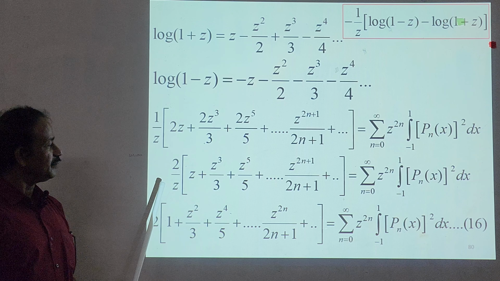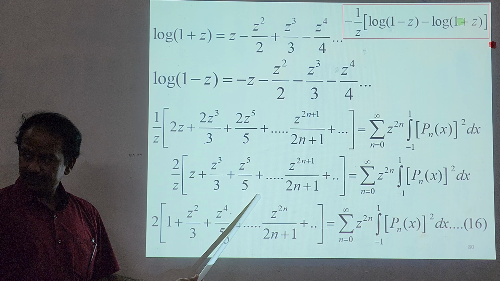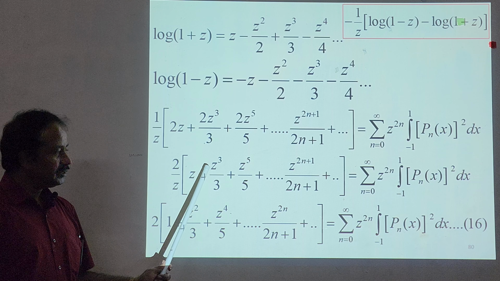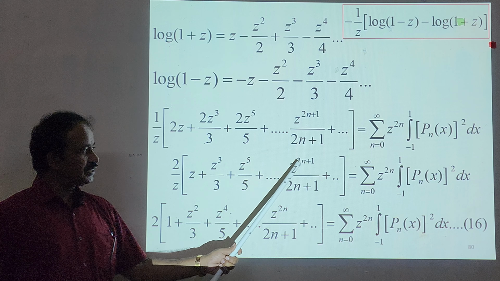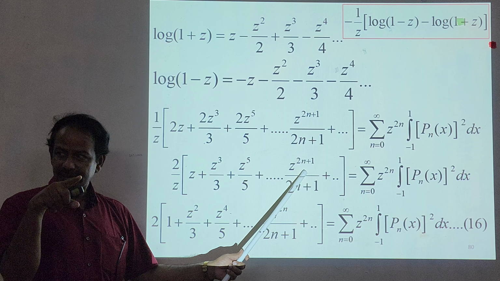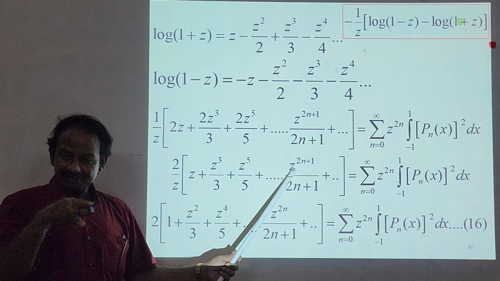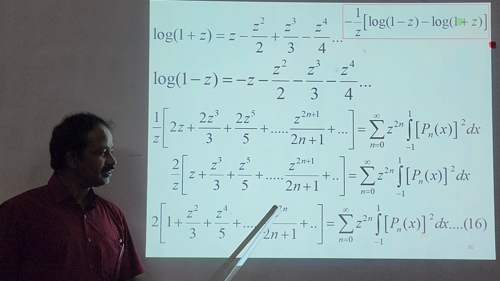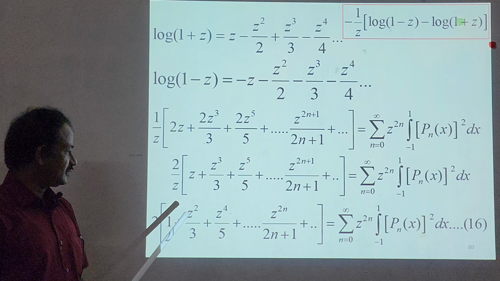I repeat, see here, you have 1 by z. You bring 1 by z inside. You will have z cancelled. Z squared, you will get z to the power 4. And here z to the power 2n plus 1 can be written as z to the power 2n times z divided by z. This z and that z will cancel. Here z to the power 2n. And the right hand side let it be like this.